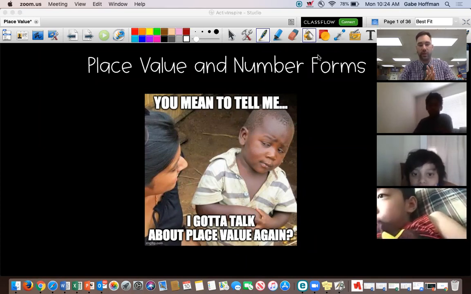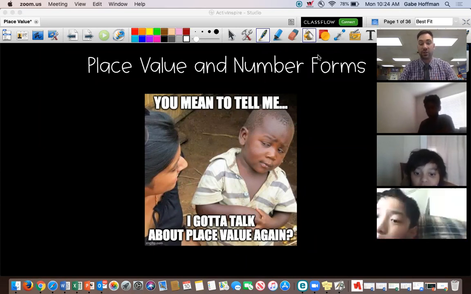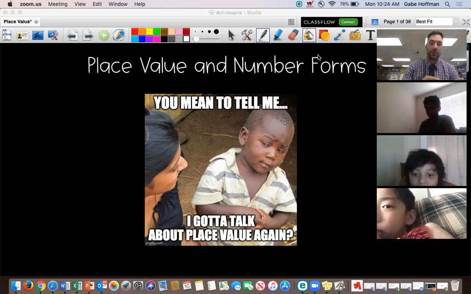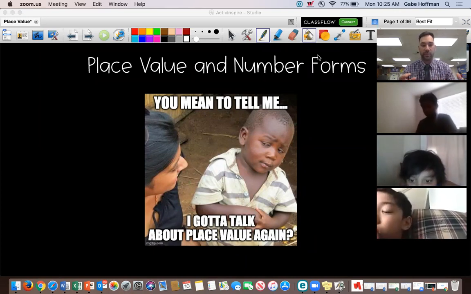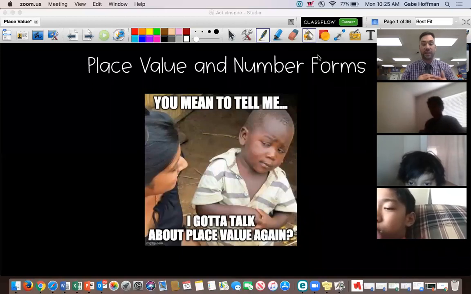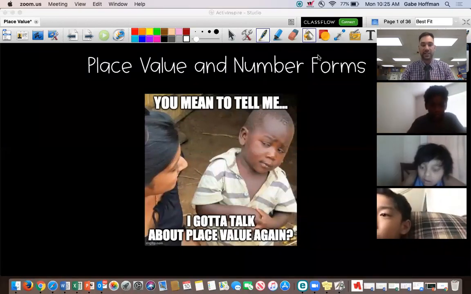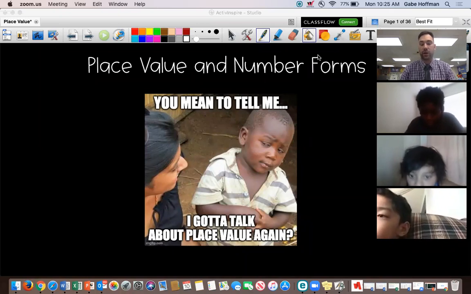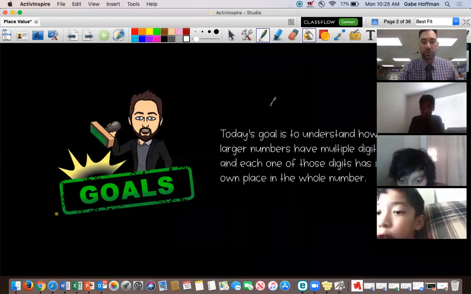And I got this little meme on there that says, you mean to tell me I got to talk about place value again? Because it should be something you guys have talked about every year in school. Place value is super important, and it sets up the rest of our number system and our math system. So if you don't understand place value, it makes everything else in math really hard. So it's important that we understand place value very well, and that's why we're going to start with that this year.